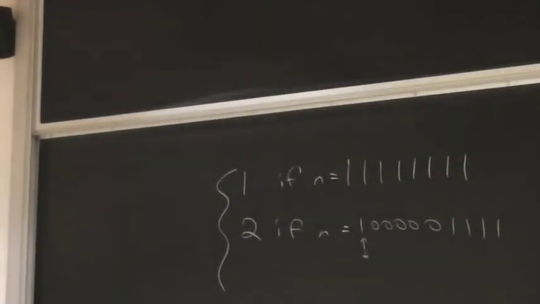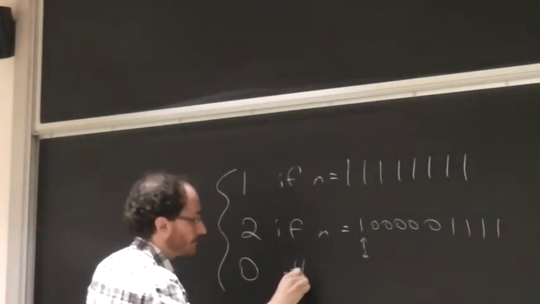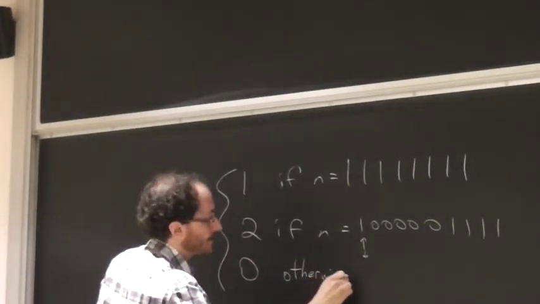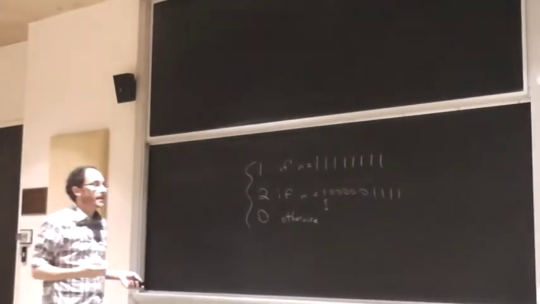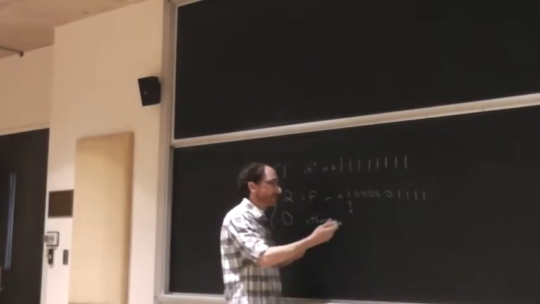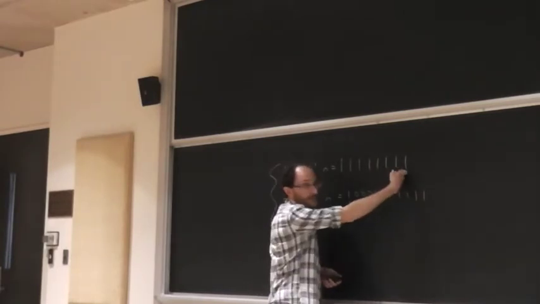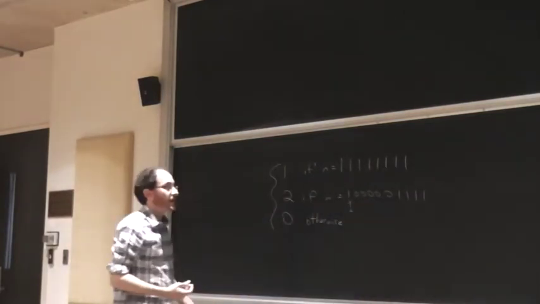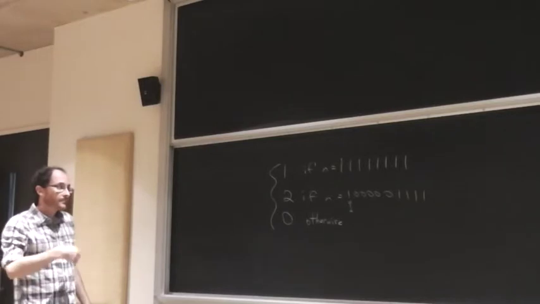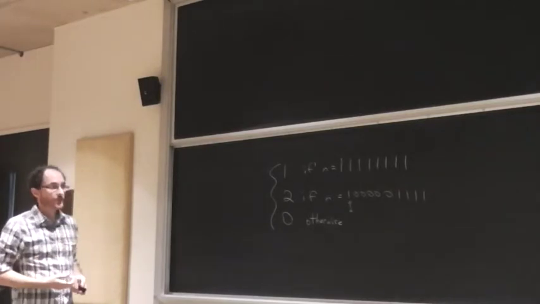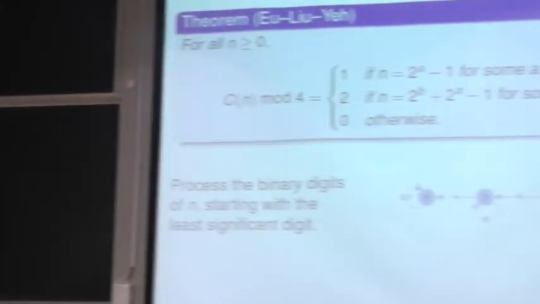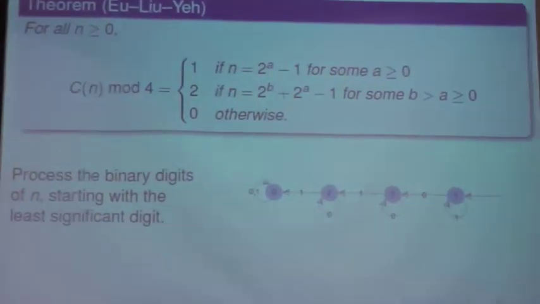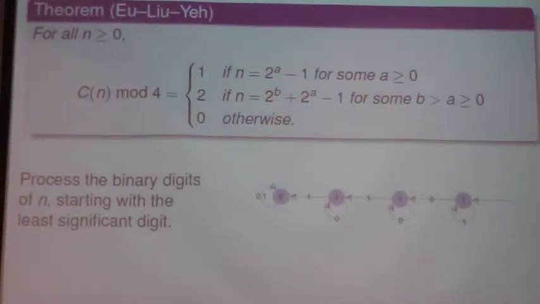So, and then 0 otherwise. So the idea is to take the binary representation of n and process it. It doesn't really matter in one direction. I'm going to start with the least significant bit and process it to the left, and come up with and write a graphical machine, which will be this, that determines that the output of this machine will give you the value of Cn mod 4.